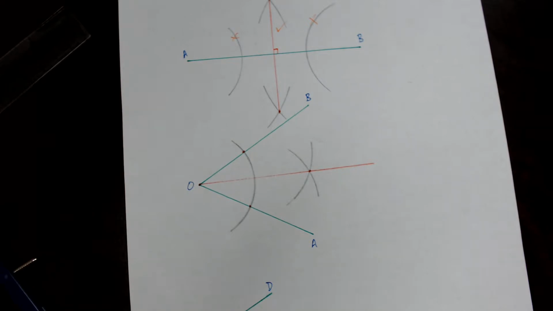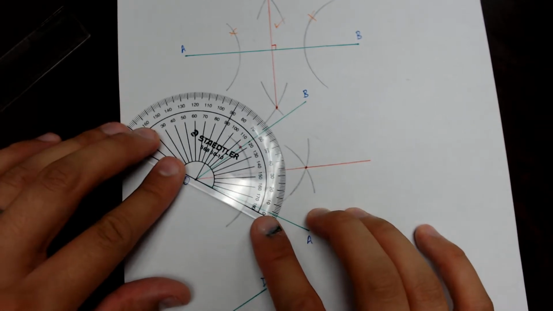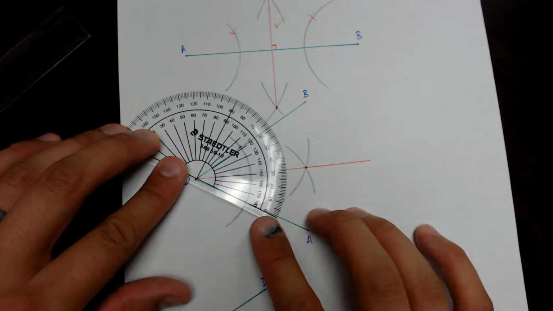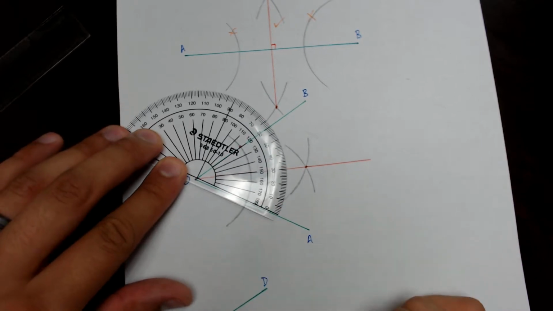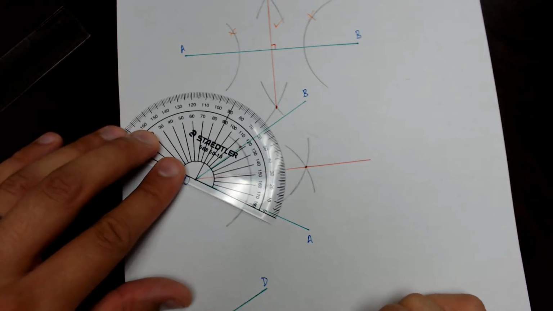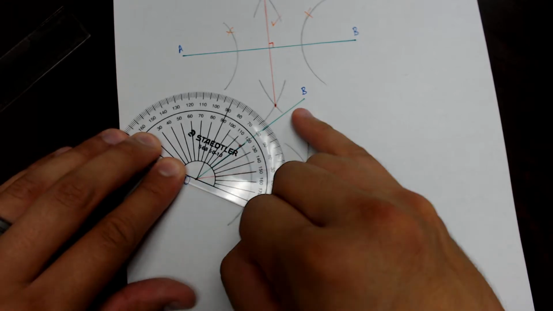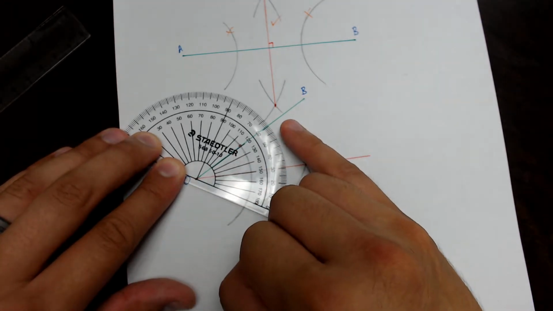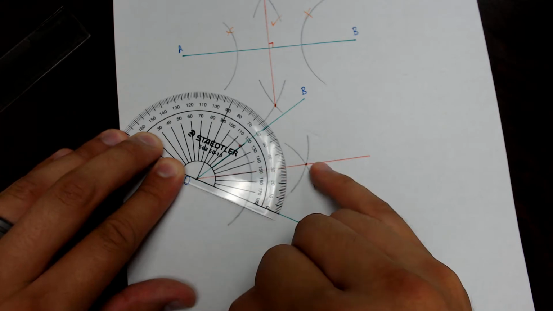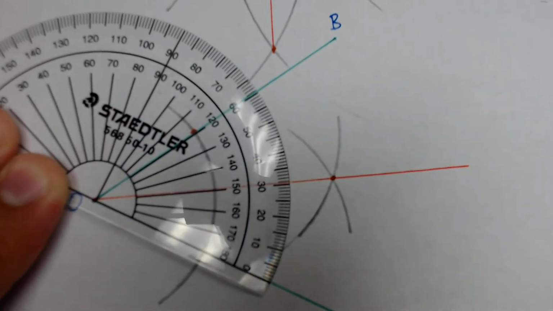We can test this through measuring with our protractor. So if I measure this angle, right there, I see we're at just above 60 degrees, and then if I look at my bisector, it's just above 30 degrees. And if I zoom in really close, you can see how accurate this is.